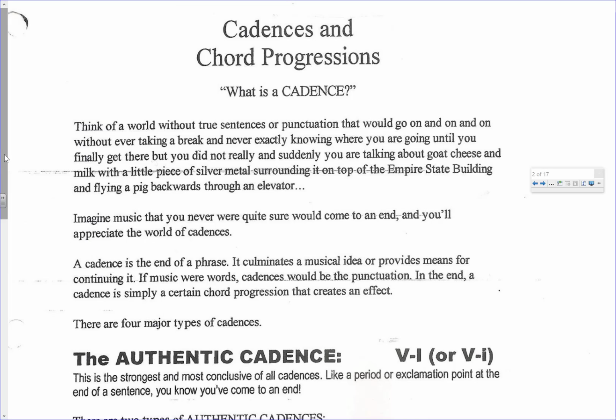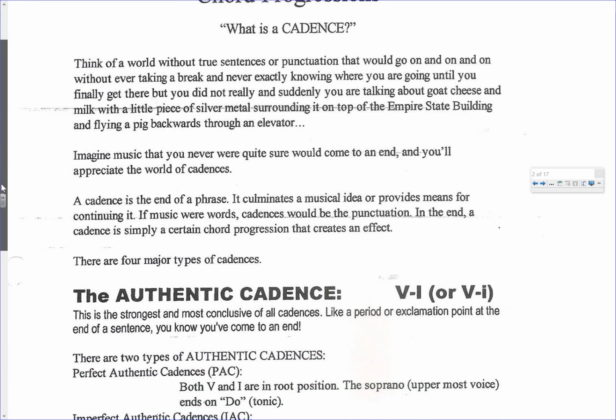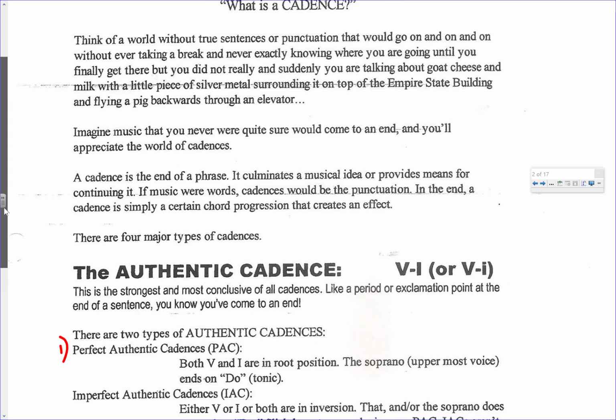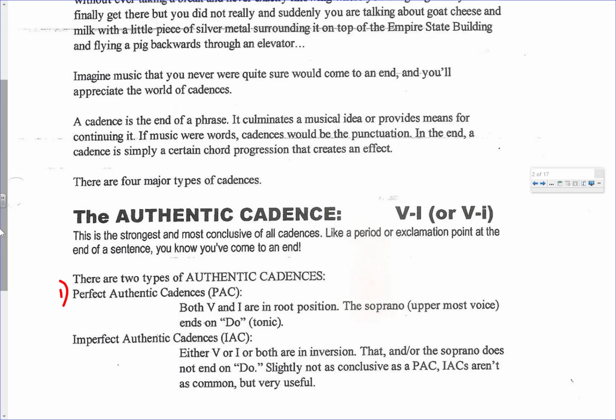There are two types of authentic cadences. The first one is called a perfect authentic cadence. We're going to abbreviate the perfect authentic cadence as PAC. The second type of authentic cadence is called the imperfect authentic cadence, abbreviated IAC.